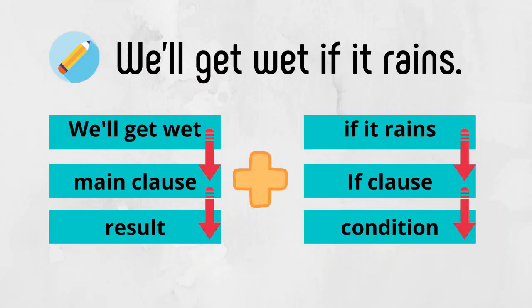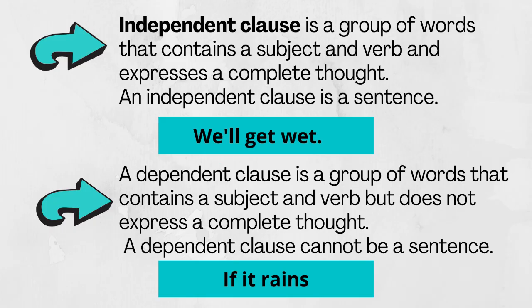Now, pwede natin itong baliktarin. Pwede nating sabihin na will get wet if it rains. Conditional sentence pa rin ito at binubuo pa rin ito ng dalawang clauses. Meron pa rin tayong main clause, will get wet, na nagpapakita ng resulta, at if clause, if it rains, na nagpapakita ng kondisyon. If you notice, kapag ganito ang format, hindi na natin kailangan gumamit ng comma to separate the clauses. Why? If you remember, meron tayong tinatawag na independent at dependent clause.